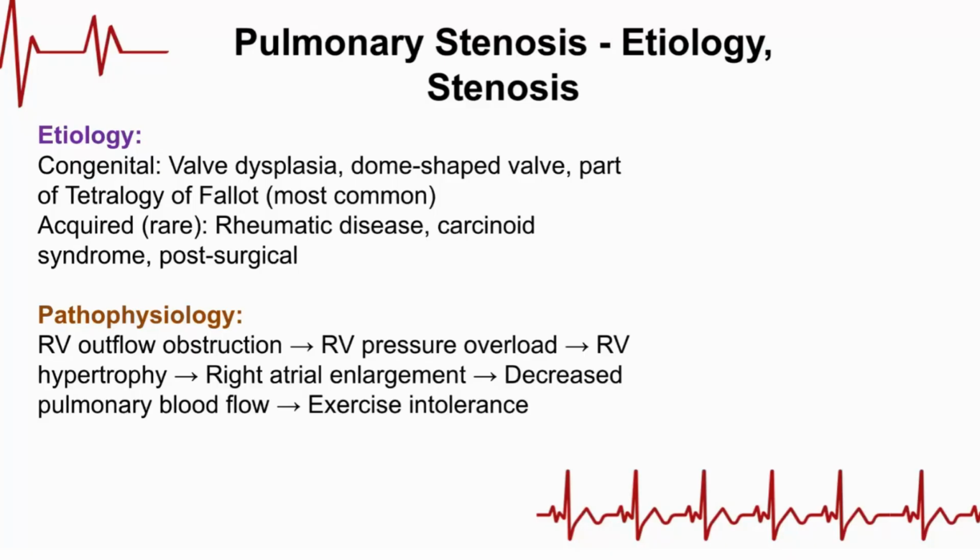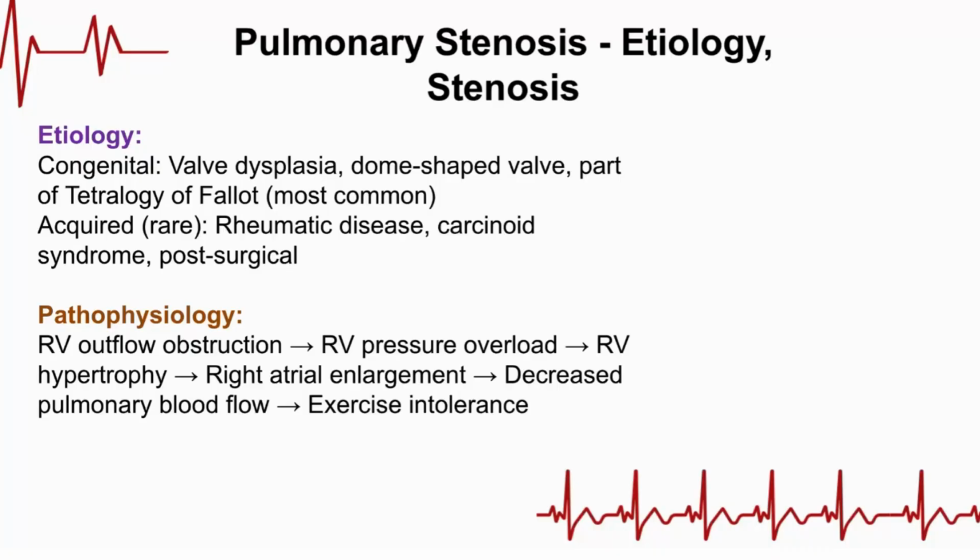Pulmonary stenosis is pretty rare, and it's mainly from congenital causes. It is one part of the tetralogy of Fallot. So that's the most important high yield thing to learn from pulmonary stenosis. You can also acquire it from rheumatic disease, carcinoid syndromes, and sometimes post-surgery as well.